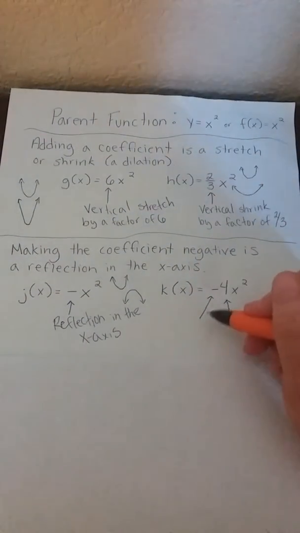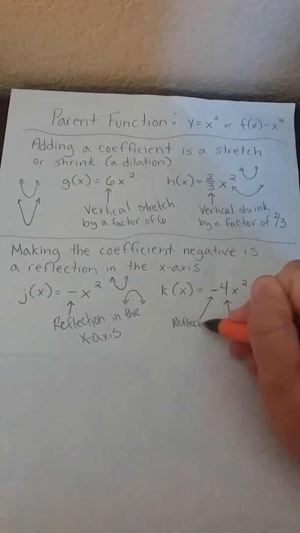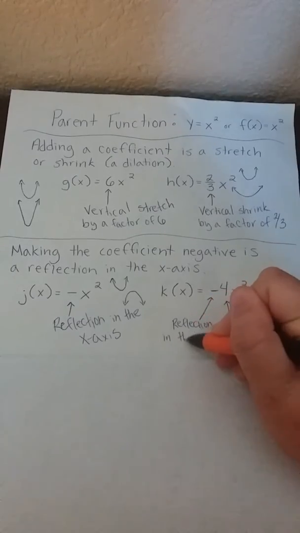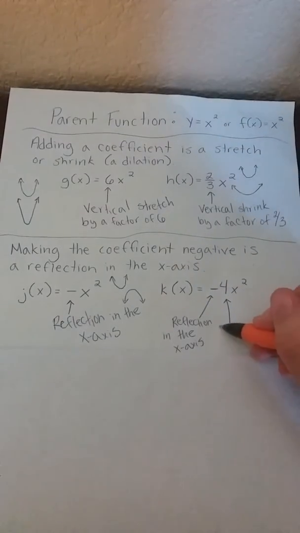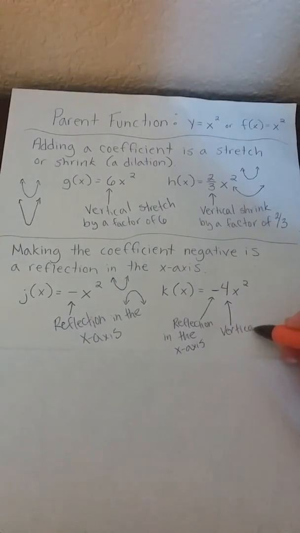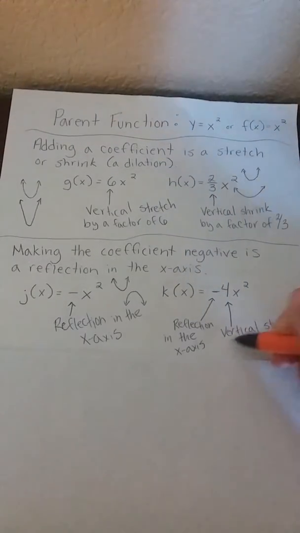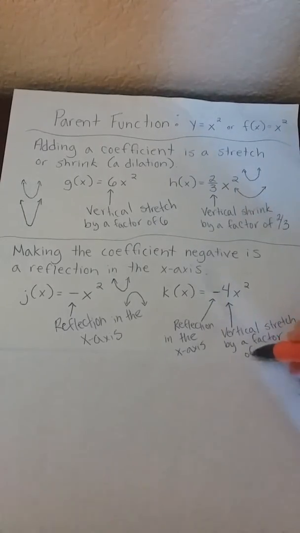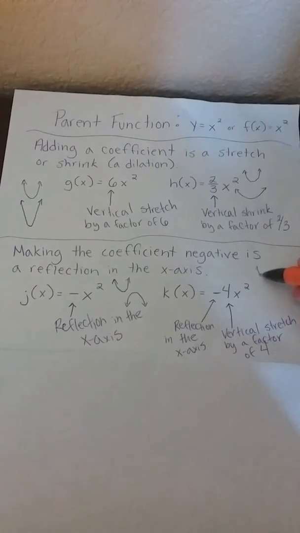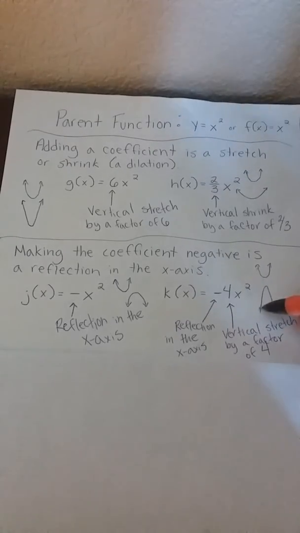Here we have two things happening. The negative still means there's a reflection in the x-axis. And then the 4 is a vertical stretch by a factor of 4. So you can have both of them happening at the same time. So in this situation, if this was your original curve, it would flip over and get taller and skinnier. Something like that.